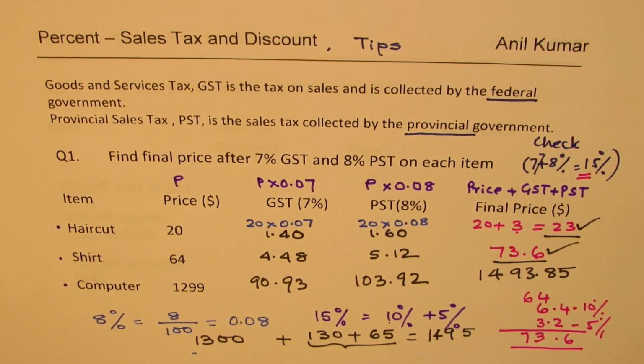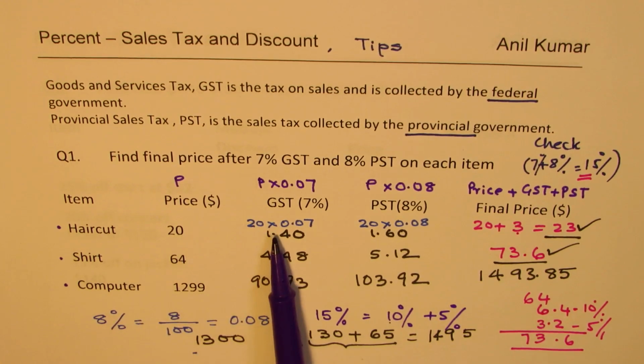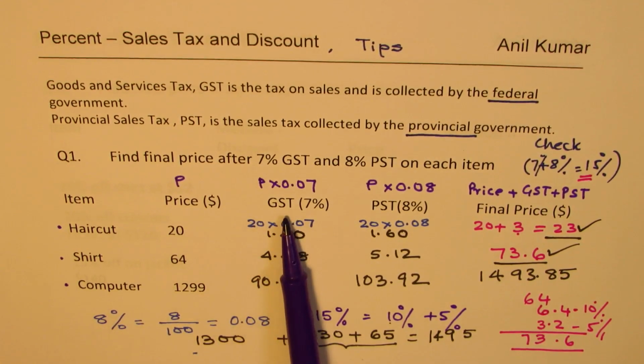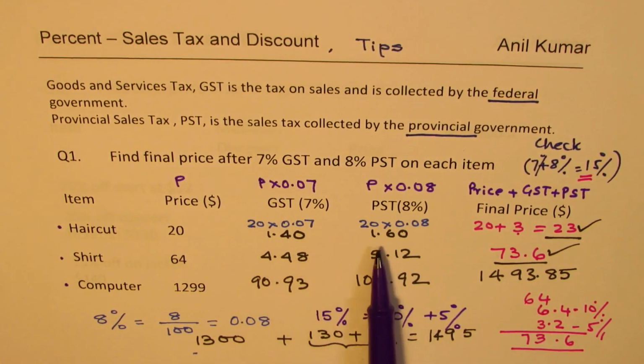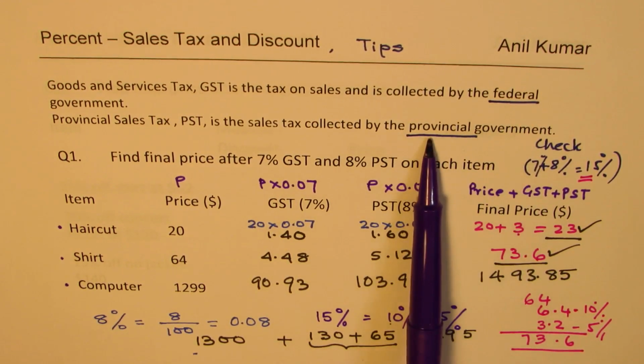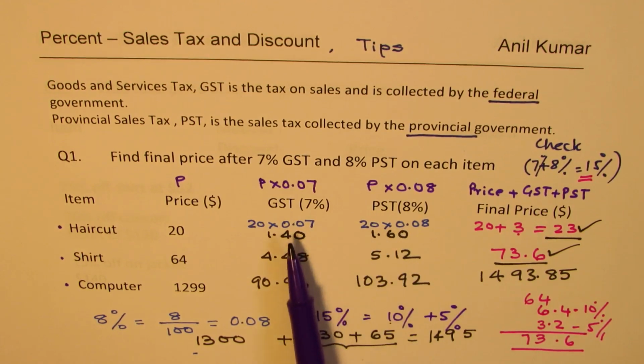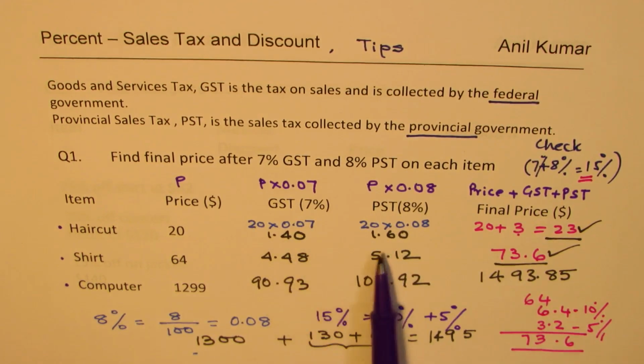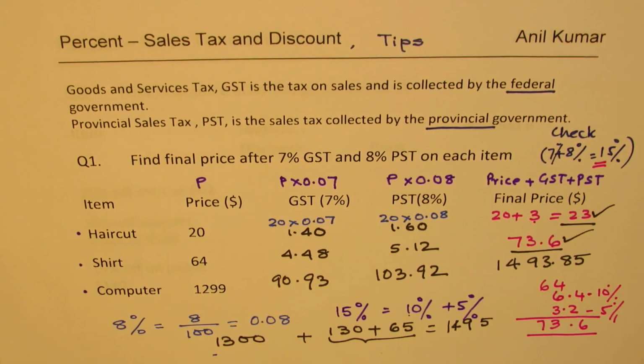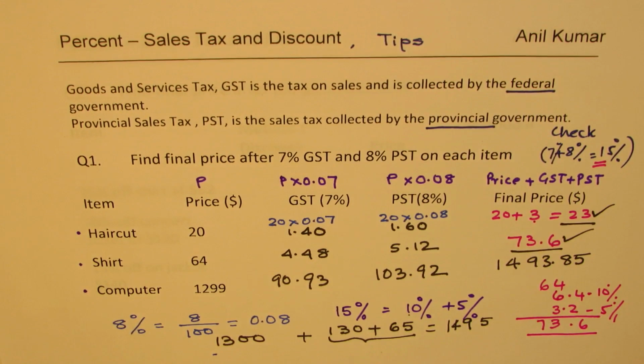Perfect. But I hope you must have clearly understood what we did here to find GST and PST separately. Why do we do so? Because these taxes are collected by different governments. So we have to hand them over all the taxes collected. So they should be worked out separately, right? So I hope you understand how to calculate the price after the tax, especially GST and PST.